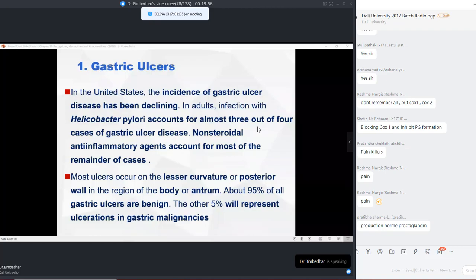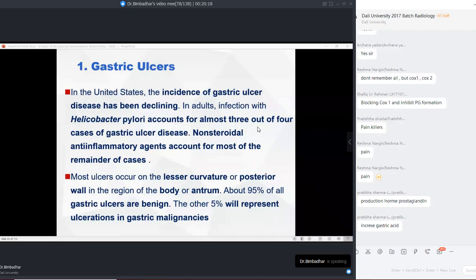NSAIDs actually affect the production of the hormone prostaglandins, right? So when prostaglandins are being produced, there is increased mucus secretion, and as a result there will be increased HCl secretion, and more acid production, and finally it causes a gastric ulcer. All right. Yes, because of the involvement of the prostaglandins. So that's the reason NSAIDs have a direct relation to the formation of gastric ulcers.